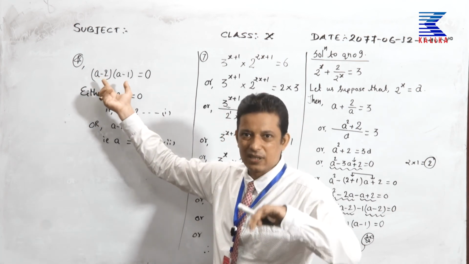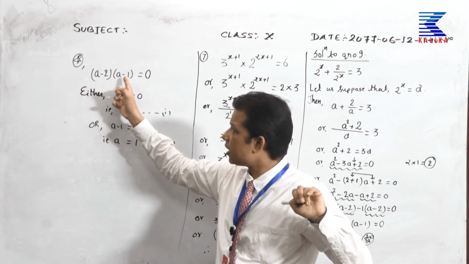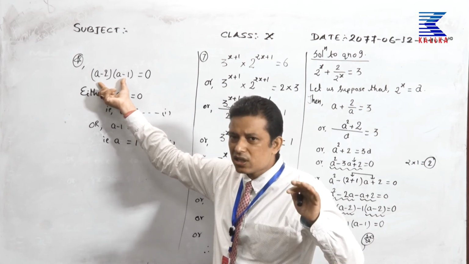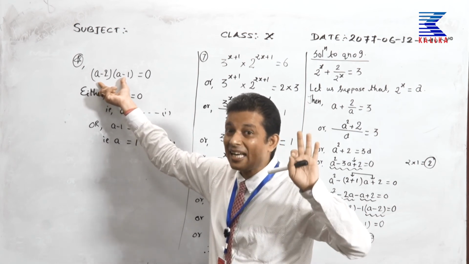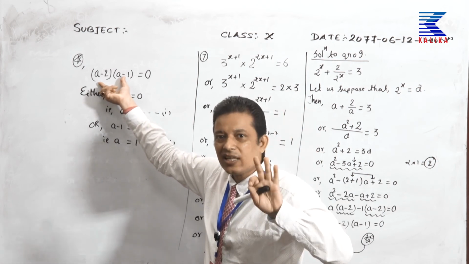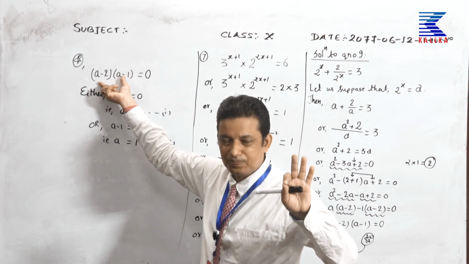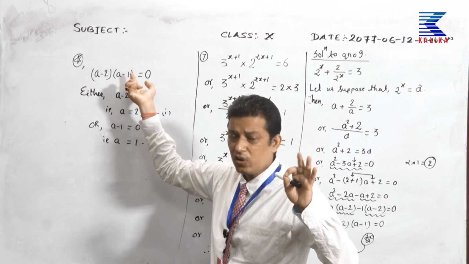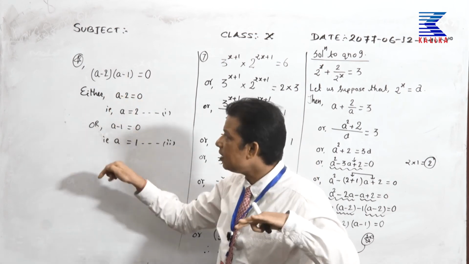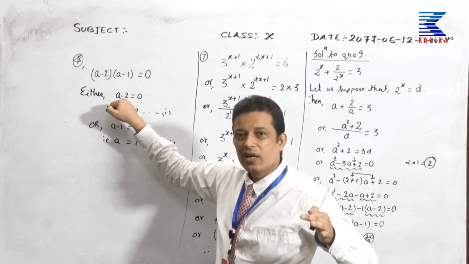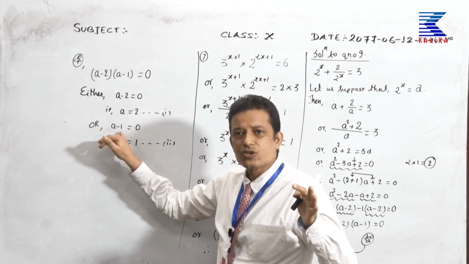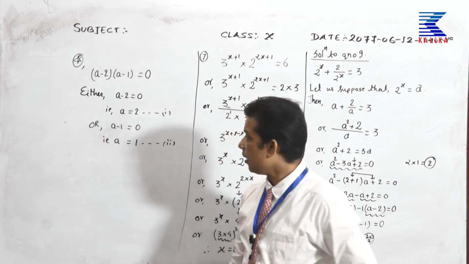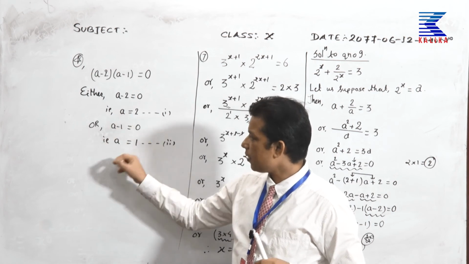I have already told you, but I am repeating. A minus 2 times a minus 1 is equal to 0. Product of any two numbers can never come 0 until either of the numbers is 0. Therefore, if a minus 2 times a minus 1 is 0, you need to understand that either a minus 2 itself should be 0. If not, then a minus 1 should equal to 0. This is why we follow this process, and we got value of a equals 2 and value of a equals 1.